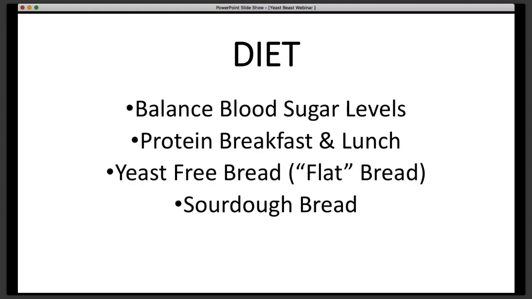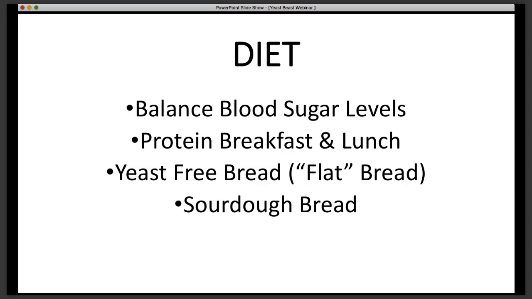Okay, so the other thing you have to learn how to do is to balance your blood sugar levels, because when your blood sugar goes up too high too quick, that feeds the candida or the yeast in your body or in your bloodstream. So we recommend a protein breakfast and lunch, not a carbohydrate breakfast and lunch. Yes, you can have carbs, complex carbs, not refined carbs. You can have complex carbs after your protein breakfast or after your lunch, say half an hour to an hour after or longer, because your blood sugar levels do need to be kept up to a proper level.